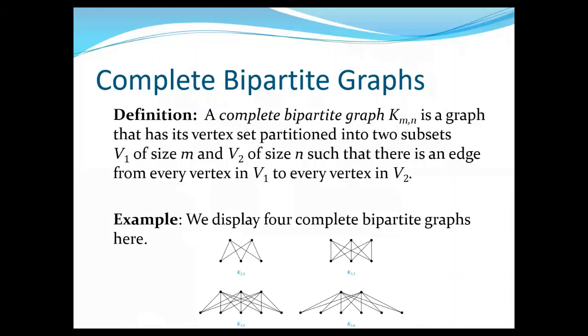So how about K 3,5? We have 5 connections for the first vertex of the first group, the second vertex will have 5 connections, and then the third, same as well. So that will be a complete bipartite graph.